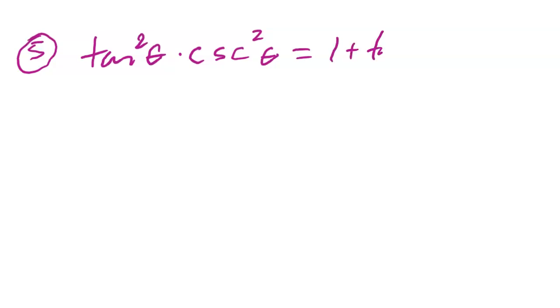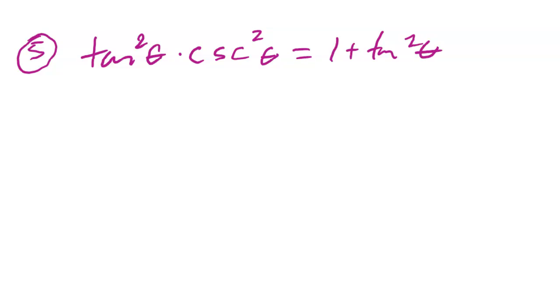So I get tangent squared theta times cosecant squared theta, as this is my number 5, is equal to 1 plus tangent squared theta. And I don't know, both sides look kind of blah. I'm not sure where I'm going with this. Left, right, left, right. Okay, I think I'm going to go right.